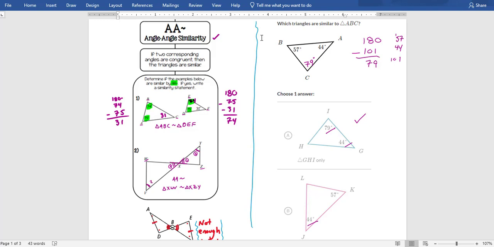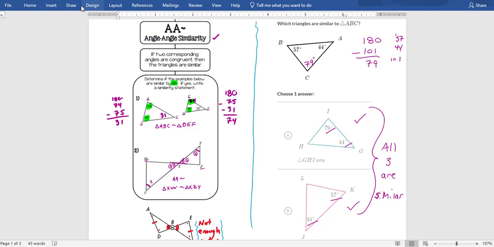And I check out the bottom one. Hey, those two are similar by angle, angle. Both of these, so all three triangles, all three are similar. Ooh, spelled that wrong to begin with. Okay, all three of those are similar because they have two that are the same.